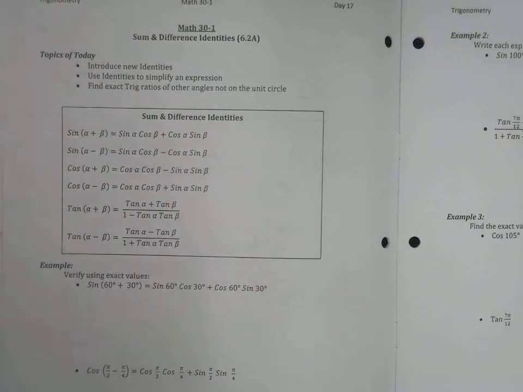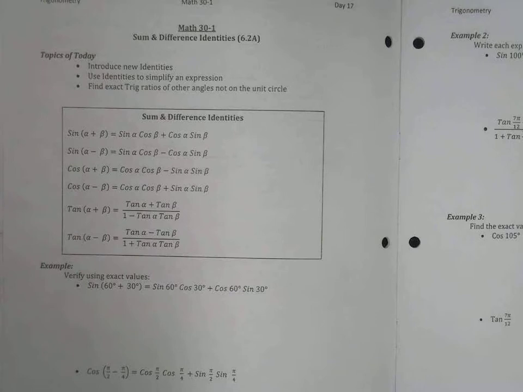6.2a, sum and difference identities. So today we're going to introduce the new identities for sine, cos, and tan. We're going to use these identities to simplify expressions, and then we're going to find exact trig ratios of other angles not on the unit circle.